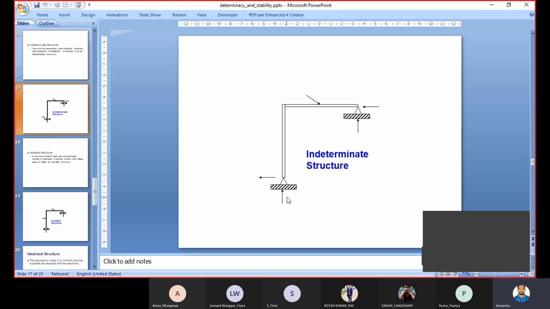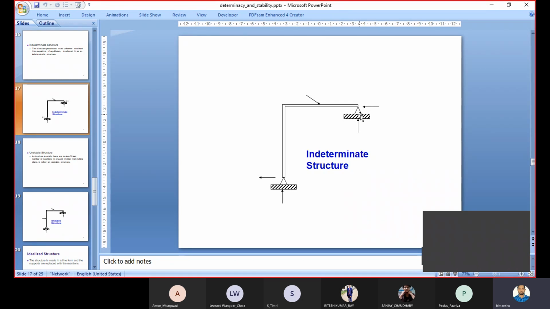Now the similar structure is there, but at both the ends it is supported by a hinge support. As we know, at every hinge support there are only two types of reaction forces. One is in the horizontal direction, another one is in the vertical direction. So at a single support there will be two, at another hinge support there is another two. So a total of four unknown reactions are there.